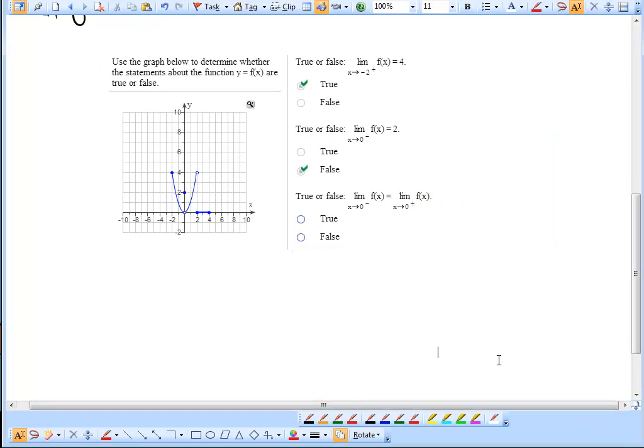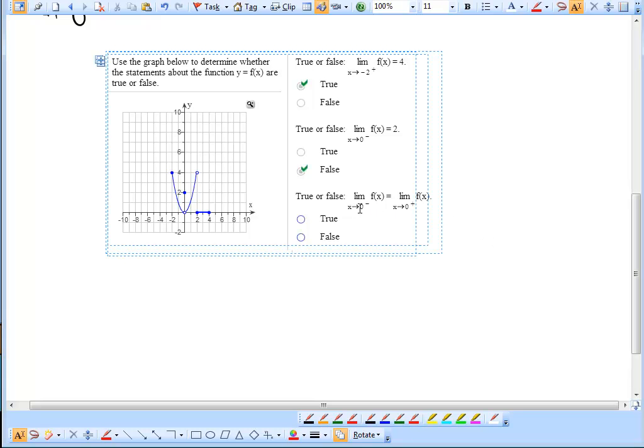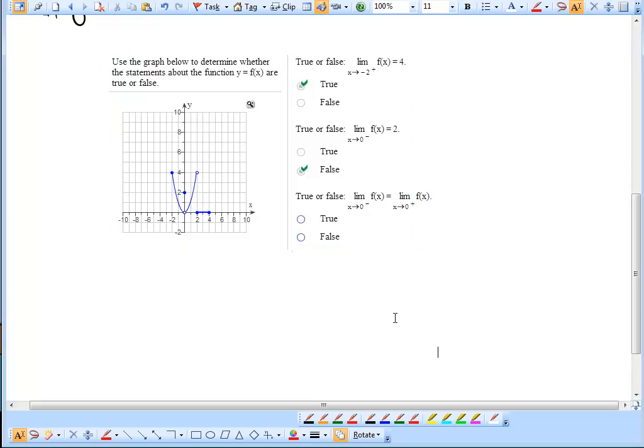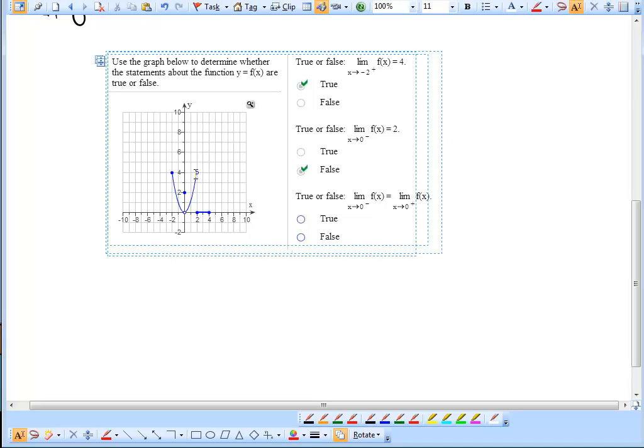On to the next part. All right, we want to look as we're still approaching 0. We want to see if you approach from the left and you approach from the right, are those the same thing? Well, as you approach from the left, your limit is 0. As you approach from the right, your limit is 0. I don't care about my function value. That's not the same thing as a limit.